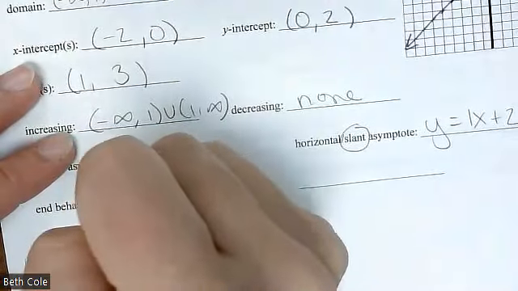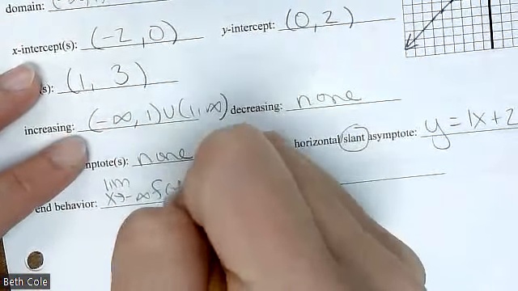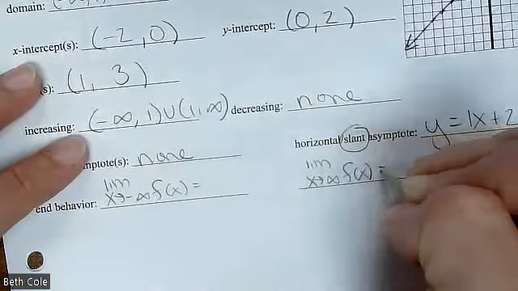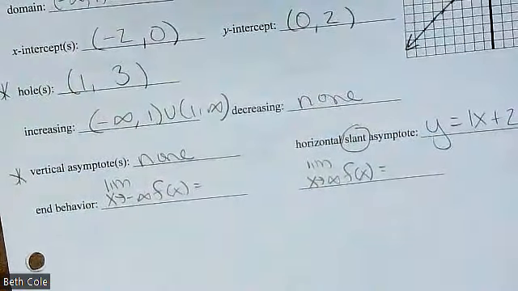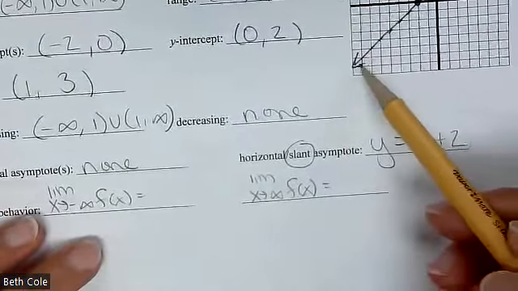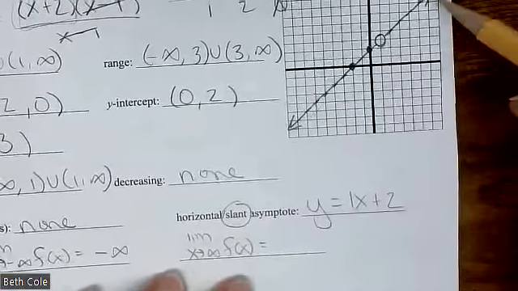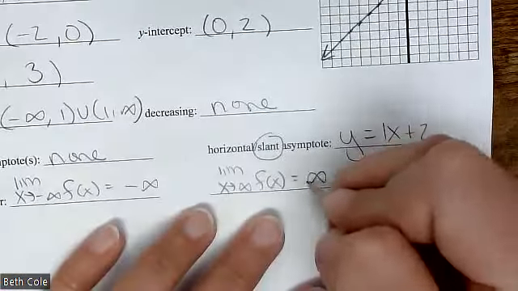And then set up your limits for your end behavior. Now it's not leveling off anywhere, so it's going to be either a positive or negative infinity. Where is the left end going? Negative infinity, and then the right end is positive infinity.